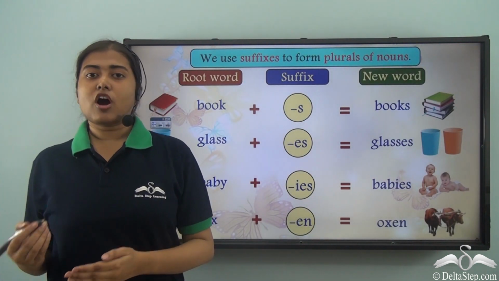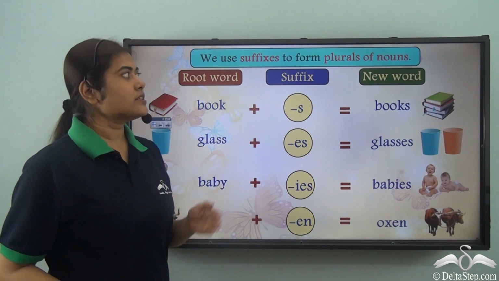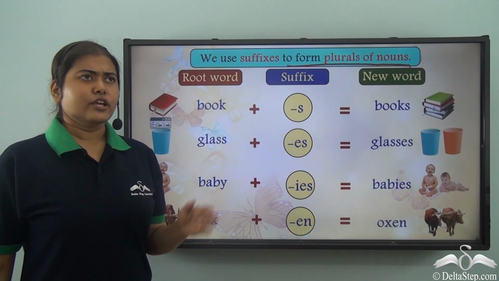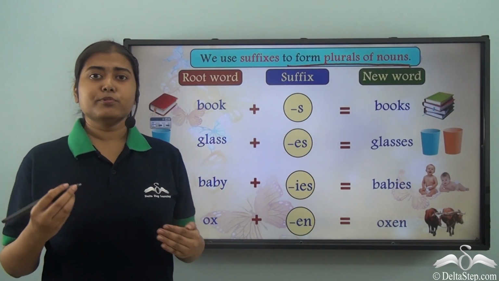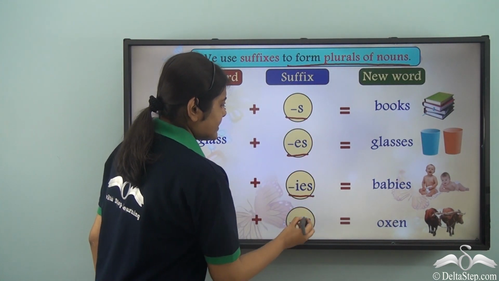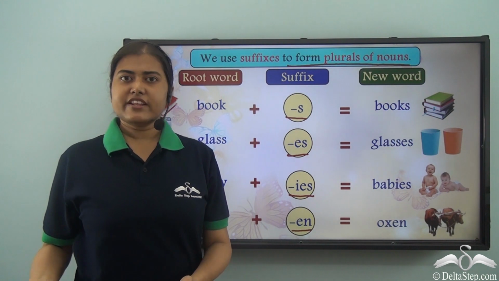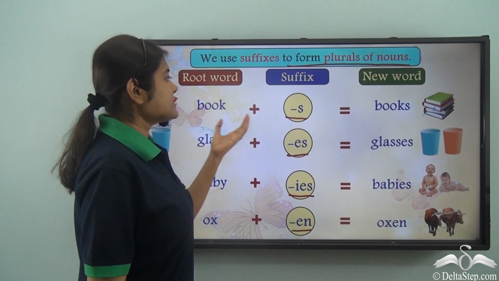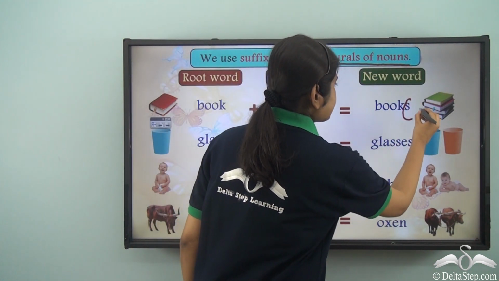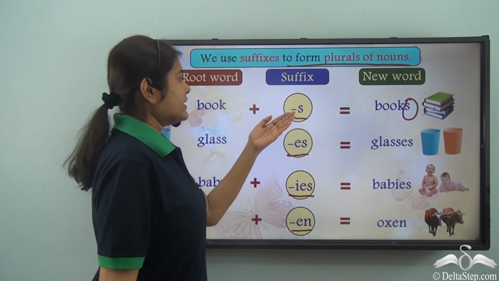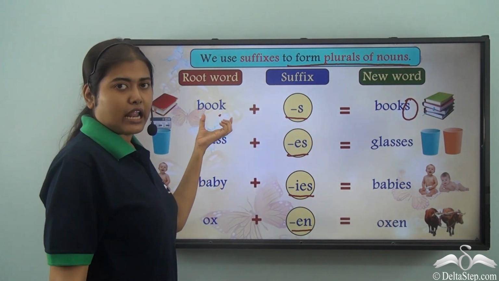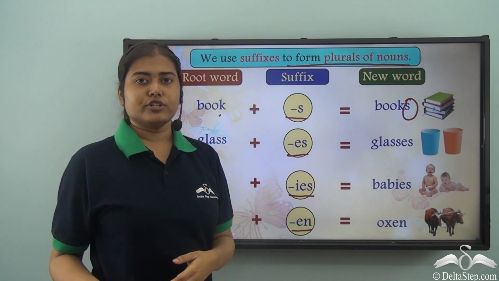Now, one of the common usage of suffix is to form plurals of nouns. So, you have seen that we make plurals of words by adding S, ES, IES and EN. We are very familiar with this. So, when I say books, what exactly are we doing? We are adding an S after the word book. Now, this S is a suffix. So, by adding S to a noun, I can form the plurals.